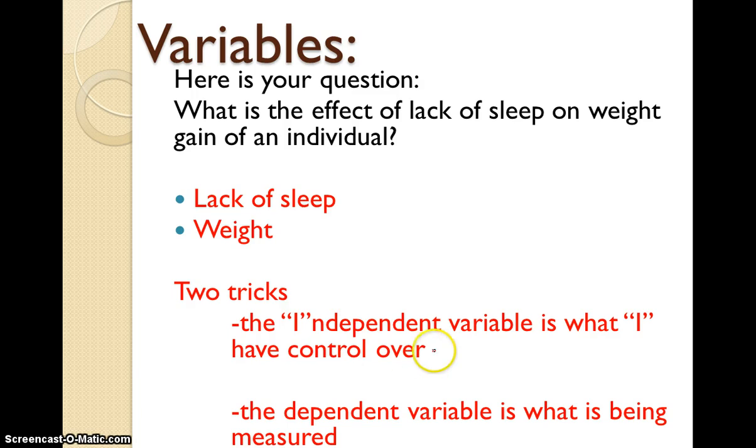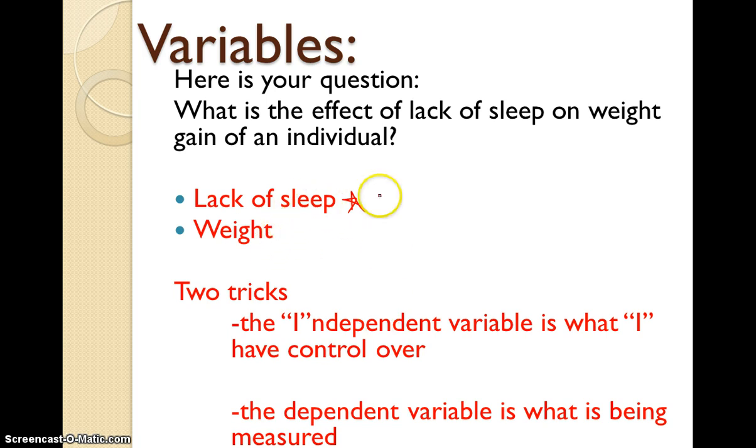So if I was going to determine which one I can have control over, well, if I look up here, lack of sleep, I have control over that, right? I can determine if I sleep 2 hours or 4 hours or 6 hours or 8 hours or not at all. I can control that. So I'm going to mark that because I can control that. Weight gain. Indirectly, yes, I can affect that. I can eat a bunch of food and try to gain weight, or I can not eat a lot and try to lose weight, but that's going to take time.